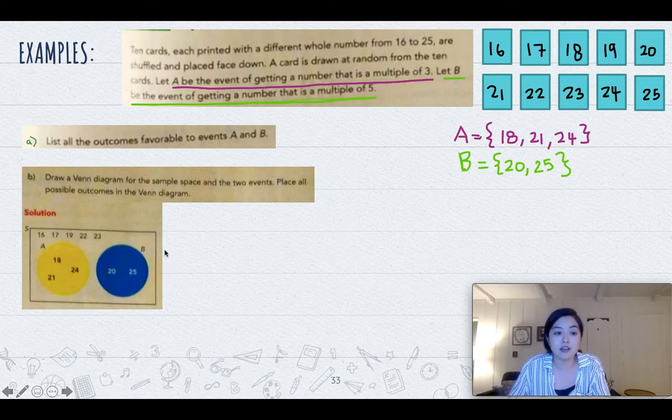Okay? And again, notice for the sample space, they drew it in a rectangle outside the two circles for events A and B, and then they also wrote an S to show you that it's labeled as the sample space.